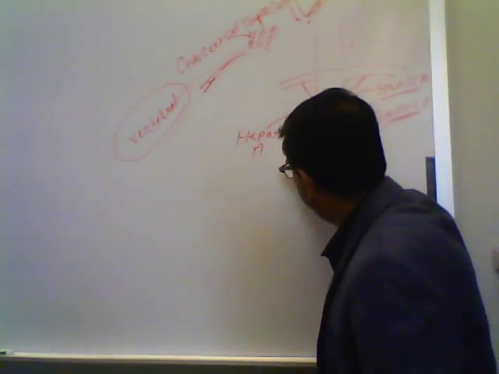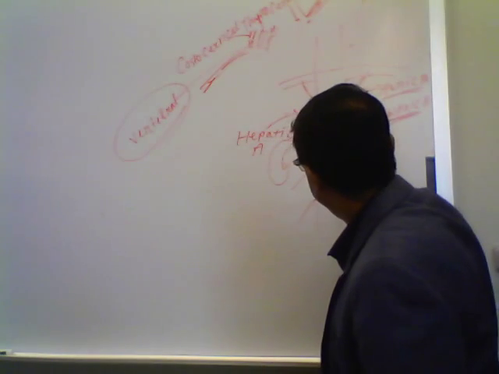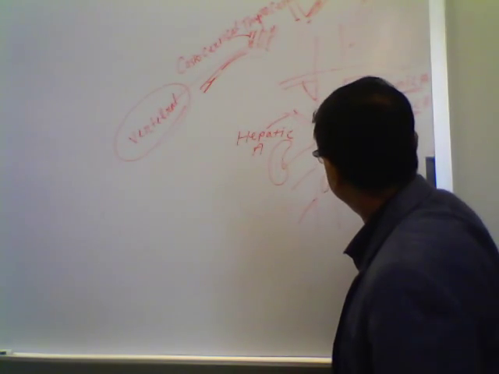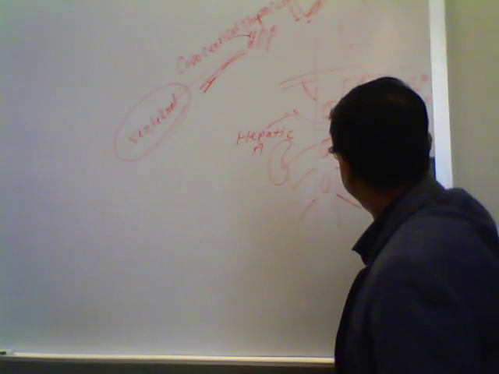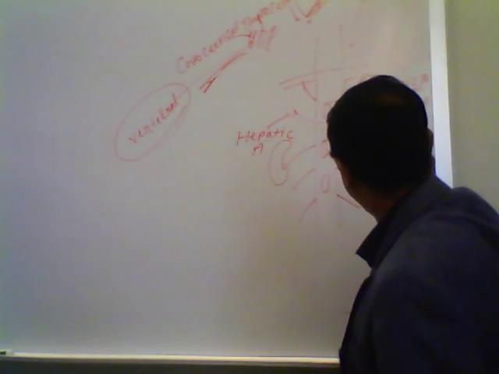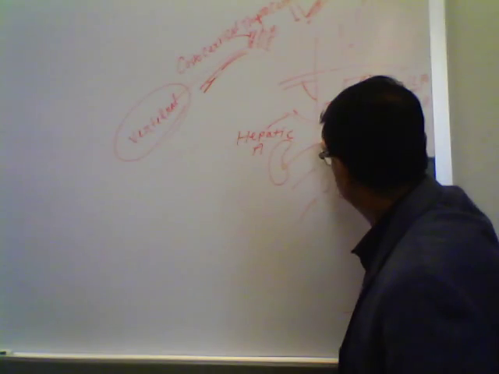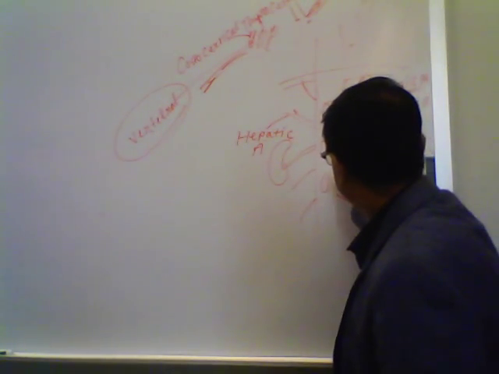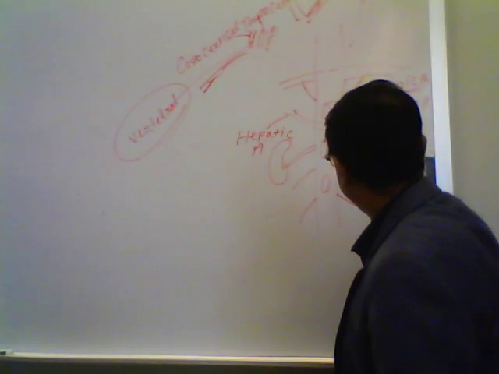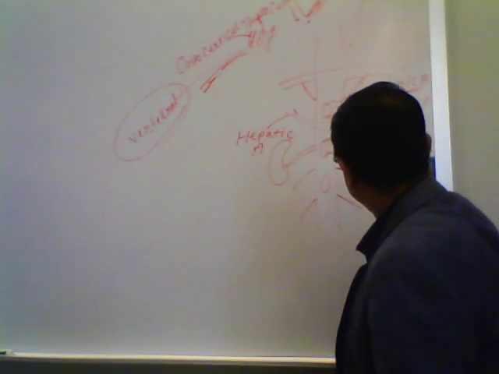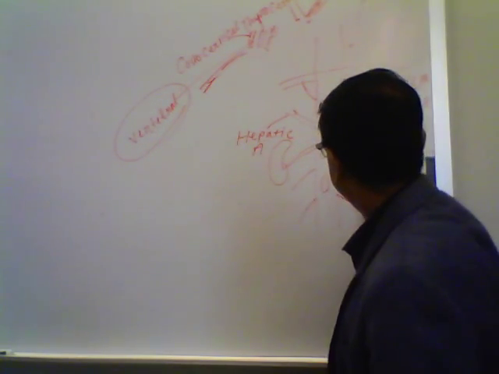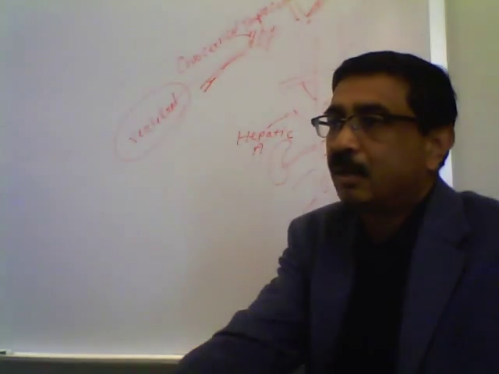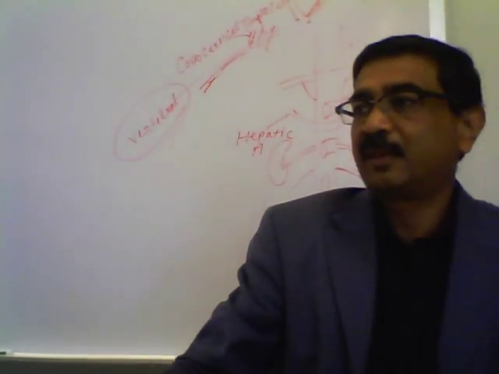Some of those are paired, some are unpaired. Paired arteries are renal arteries, going to the kidney. You have two kidneys, right? So you must have two renal arteries. So those are paired. Then you have gonadal arteries. Gonadal arteries go to the gonads, that means testes or ovaries.